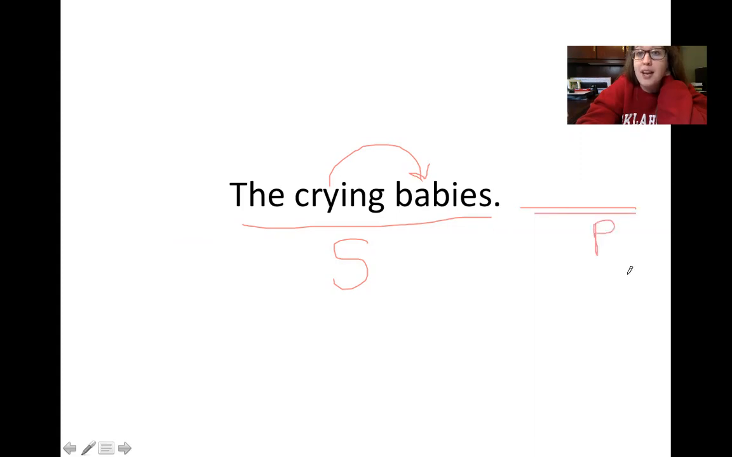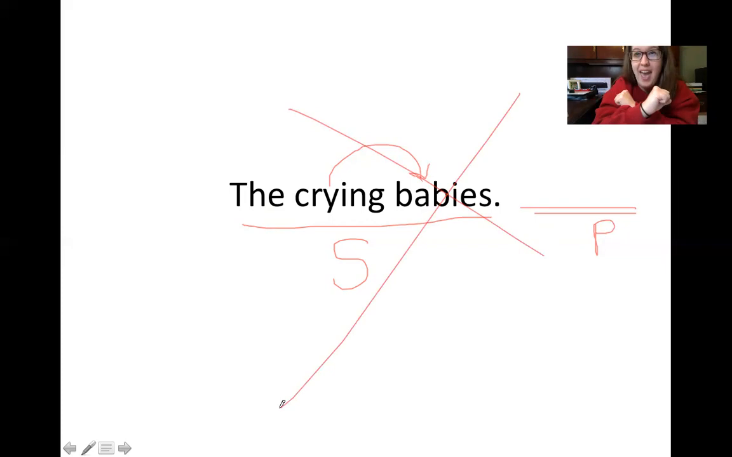So we're missing the predicate part of this sentence. There is no predicate to this sentence. We only have the subject that tells us who is doing something. This is what's called an incomplete sentence or a sentence fragment. It is a bad sentence, so it gets a big X because it's missing part of the sentence. If I just came up to you and said, the crying babies, you'd probably look at me like, what in the world is Miss Brooks talking about? That doesn't make any sense because I'm missing part of the sentence. This sentence is incomplete, so it gets an X. It is not a sentence that is ready to go on a paper.